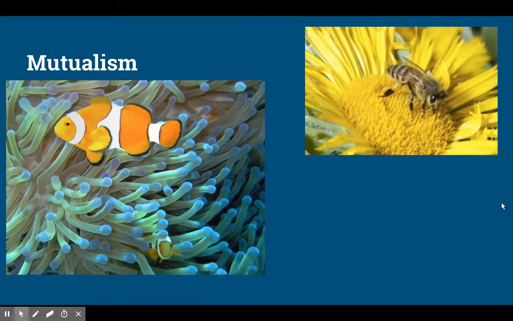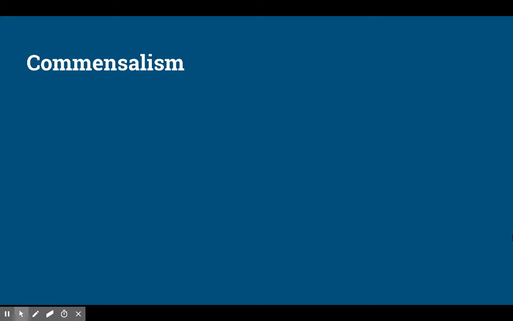Another example is the honeybee and flowers. The bees are pollinators. They'll go from flower to flower, acting as a vessel to drop that pollen off, and in return, the bee gets this sweet nectar to bring back to its hive.